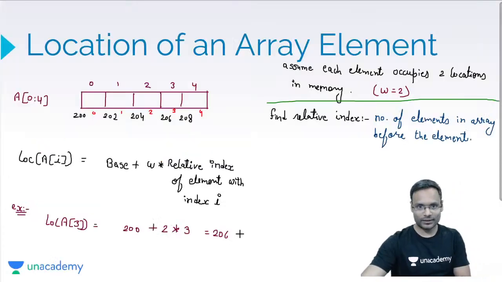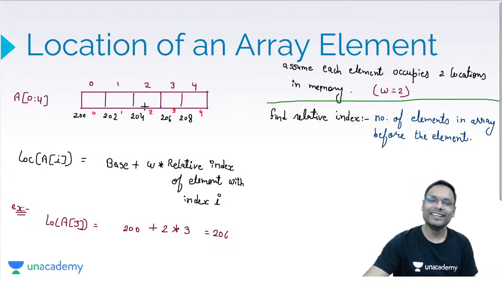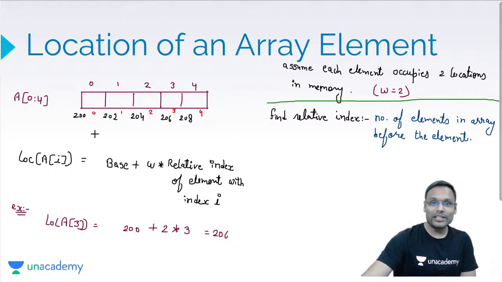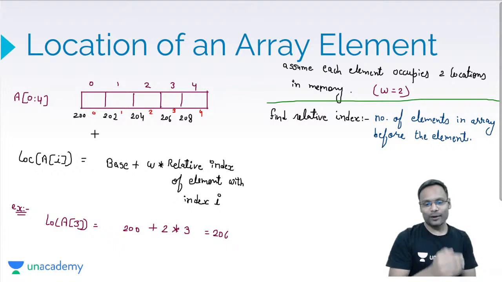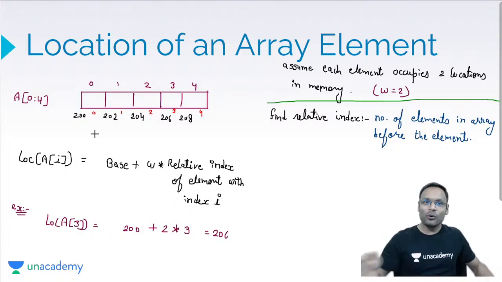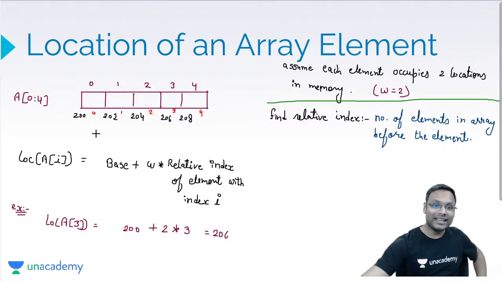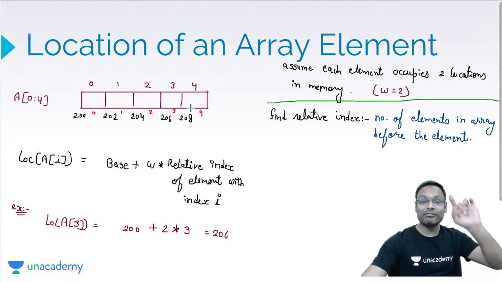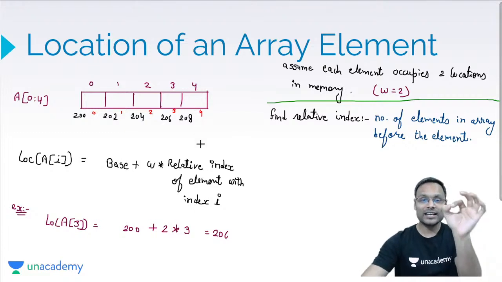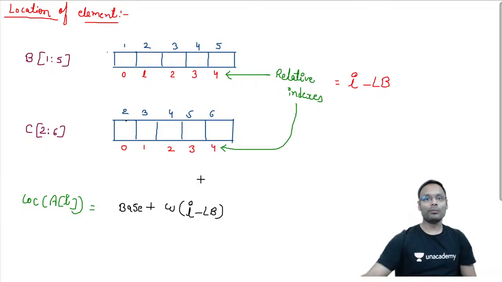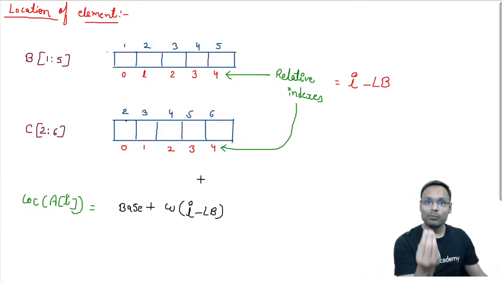यहाँ नहीं करना पड़ेगा. Why? See, if lower bound is 0, you don't have to do this subtraction. I minus 0 is I only. You can see index itself is relative index. So in this particular case, when we have array starting index 0, one subtraction will not be performed, and that is where you can improve the efficiency of your CPU execution.